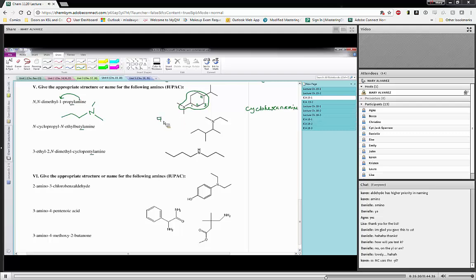So I've got 4-isopropyl-N,N-dimethylcyclohexanamine. Yeah, pretty sure that Master Chemistry uses the YL. Not 100% sure, but pretty sure.